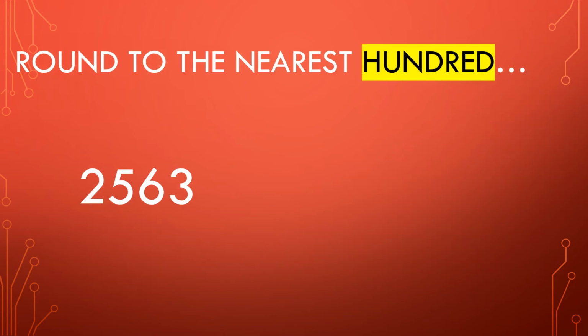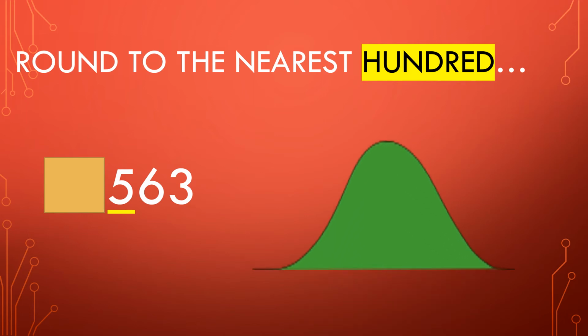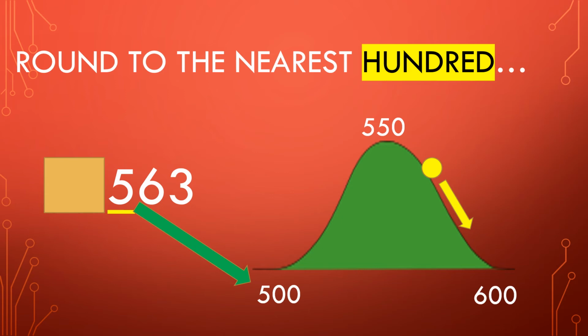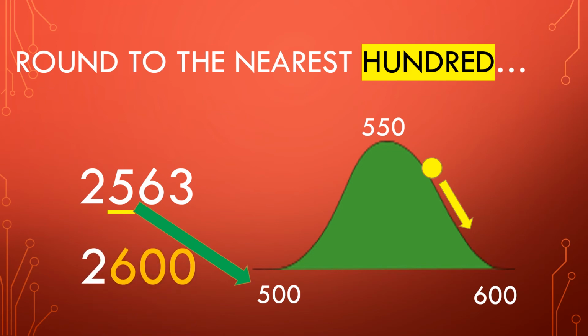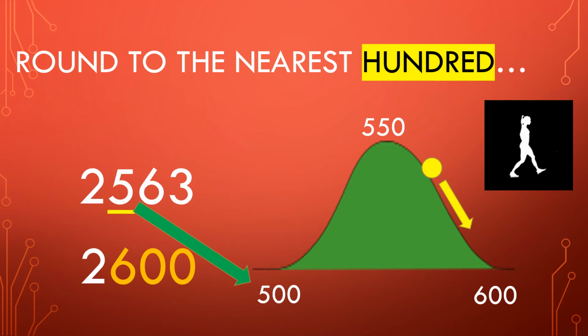Good. Round to the nearest 100, 2,563. Underline the number in the hundreds place. Block out anything to the left of that number. Just focus on 563. Draw your hill. 563 is between 500 and 600. In the middle is 550. So you can tell that 563 would be about here. If it was a ball, which way would it roll? Down towards 600. So 563 rounds to 600. We can bring back our 2, and it's now 2,600. That 5 was in the hundreds place, so let's do 5 lunges.